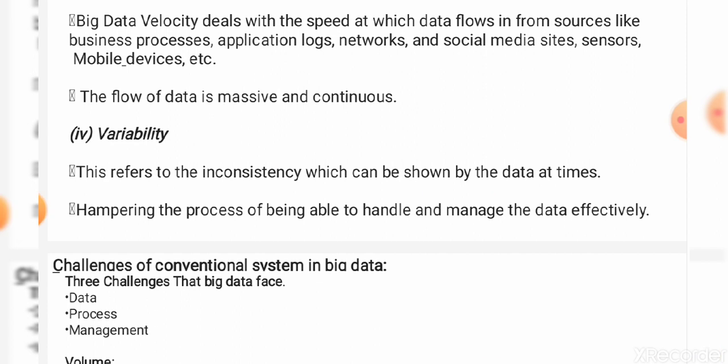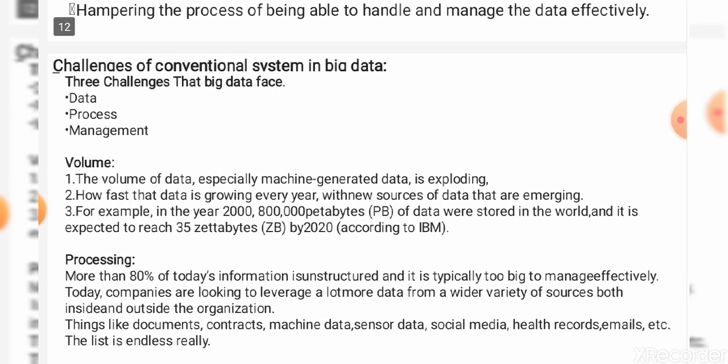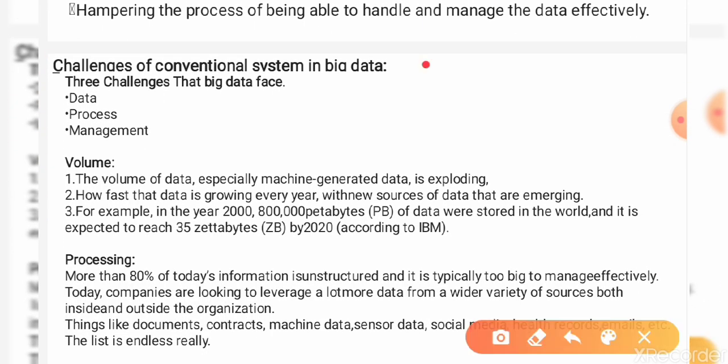Now let's see what the challenges of conventional systems in big data are. There are three challenges that big data faces: one is data, another is processing, and one is management. First we see the volume of data. The volume of data, especially machine generated data, is exploding. This is a challenge of conventional systems in big data.